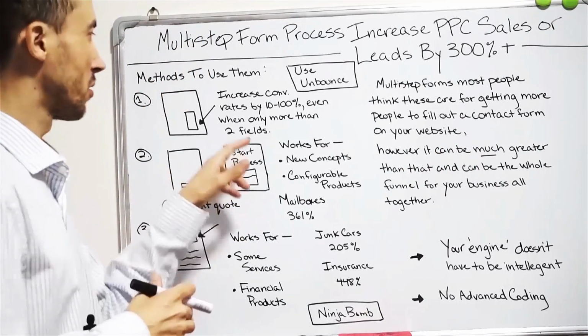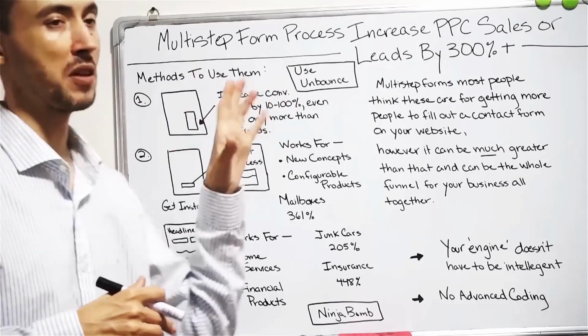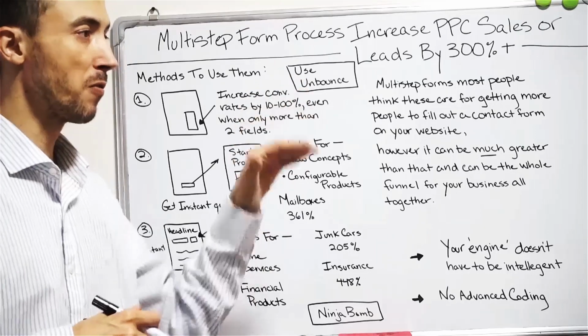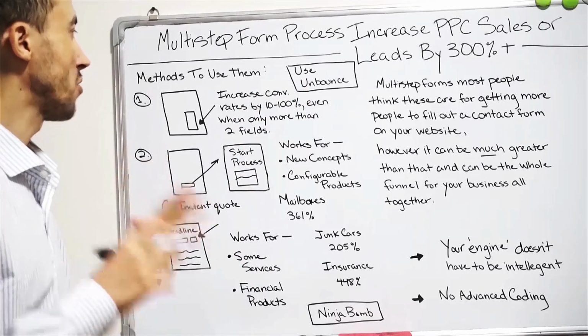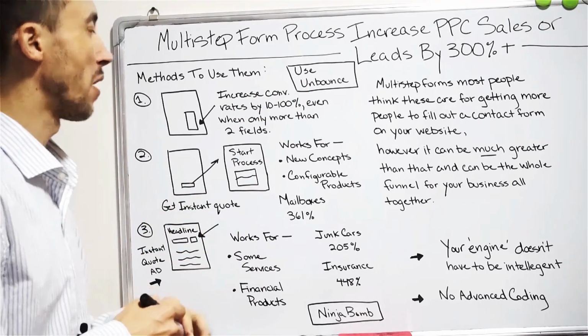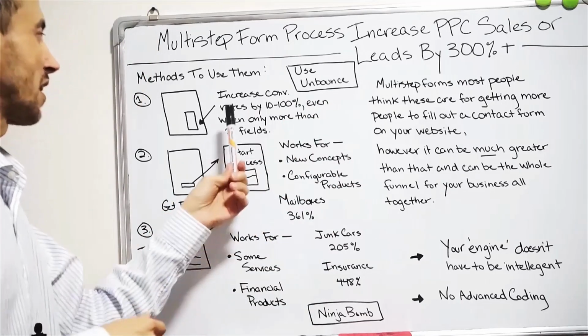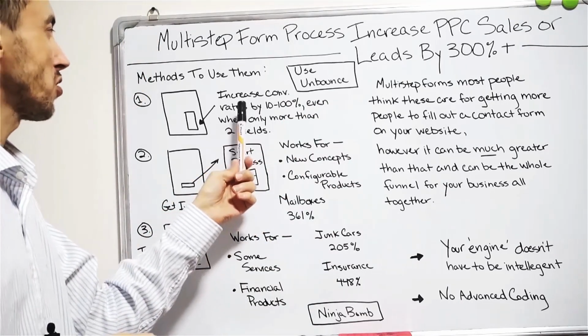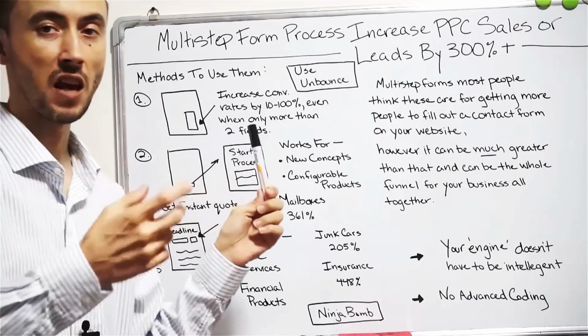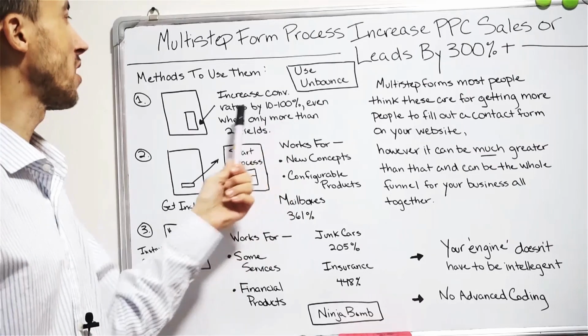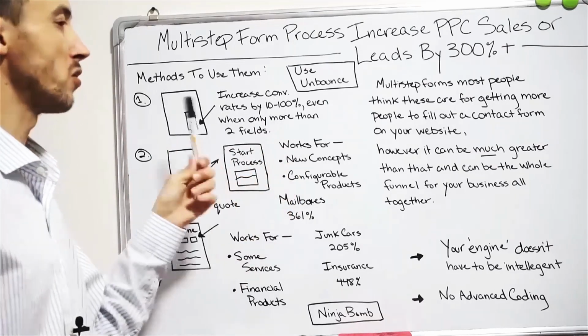Back to the topic at hand: you have the contact form, you have more than one field, and you can actually increase your conversion rate by having it broken into multiple steps. When I say multiple steps, you can increase the conversion rate of people who fill out the contact form that actually get to it by 10 to 100%, even when you have only more than 2 fields.